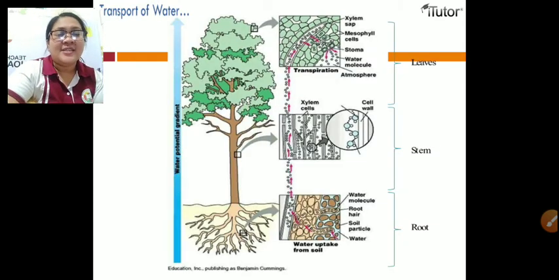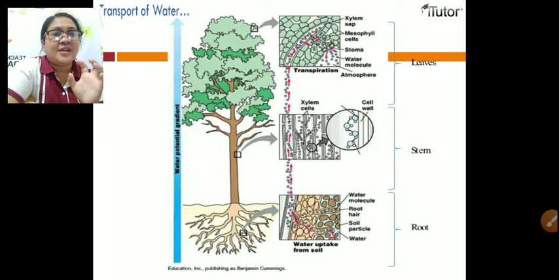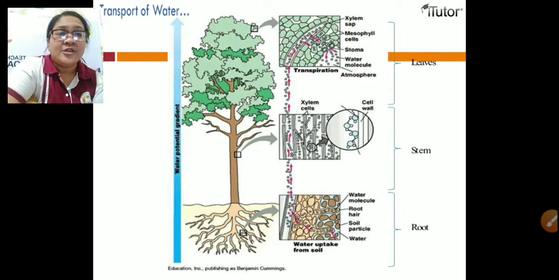This is the transport of water. As you can see from the arrows, water uptake starts from the soil. The roots of the plants take in water and soil particles, and it is transported to the xylem.